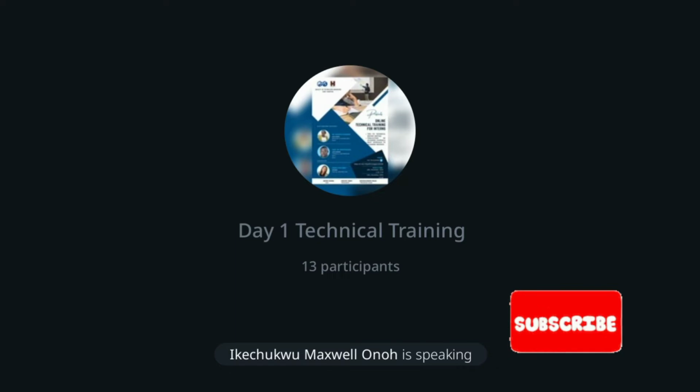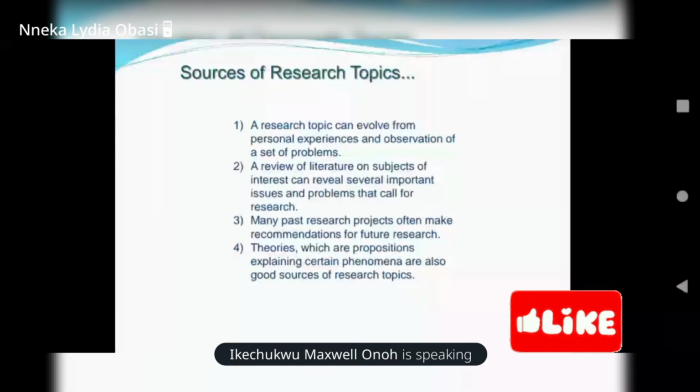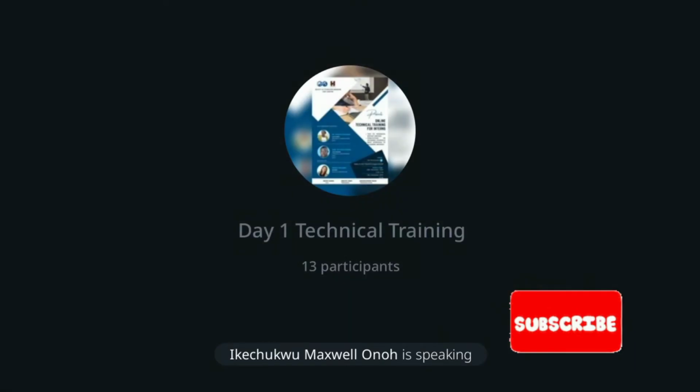Another source of research topic is literature. A review of literature on a subject of interest can reveal several important issues and problems that call for research. Like I said, if you go through literature in a particular area, or on a particular problem, though many researchers may have worked on that area, you will still find areas that need to be researched further to establish solutions.